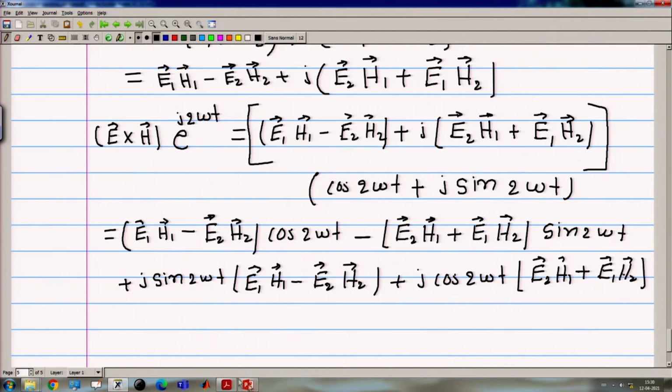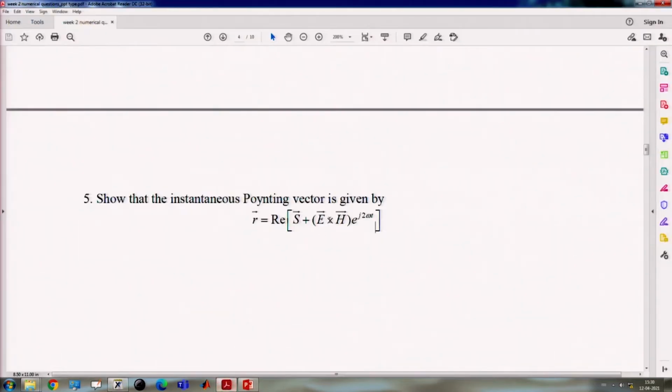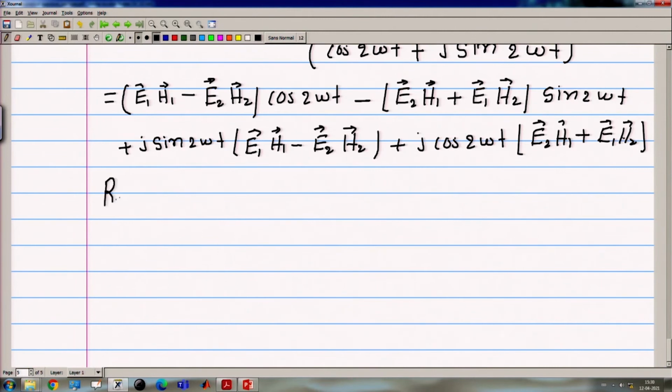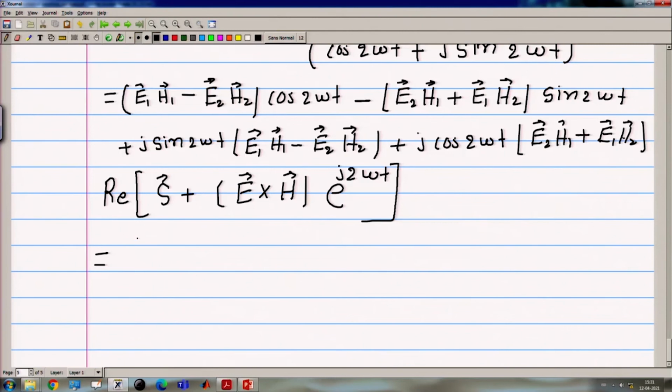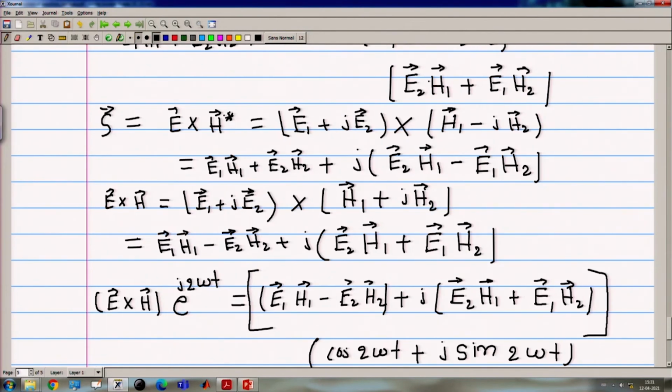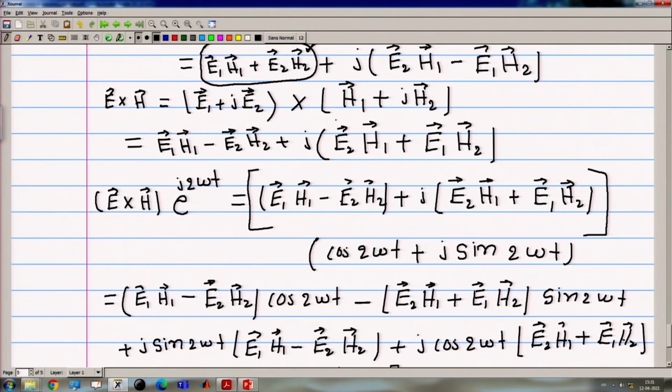After this we have to find out the real part of S plus E cross H into e to the power j 2 omega t. For that we have to find out the real part. So, real part of S, we have already calculated that S is E cross H star, and it has this term and this. So, this is the only real part and the second term is the imaginary part. So, only this term will come, E1 H1 plus E2 H2.